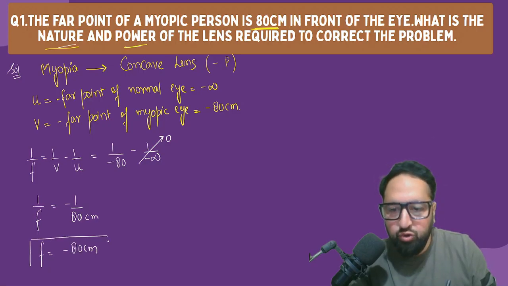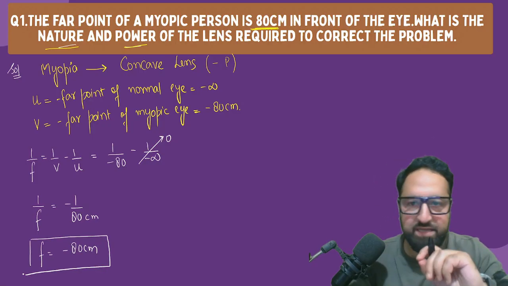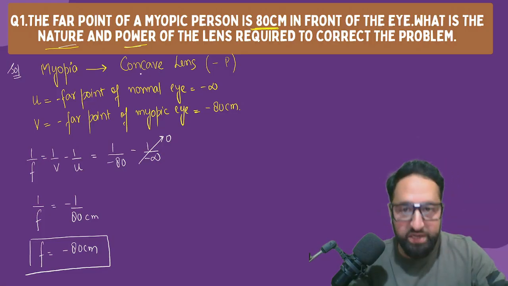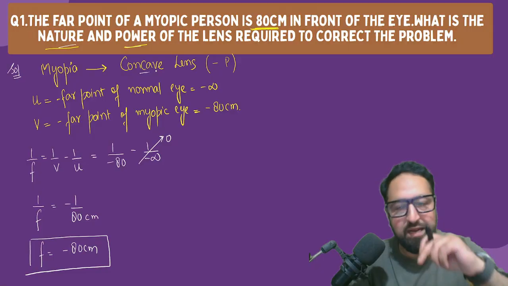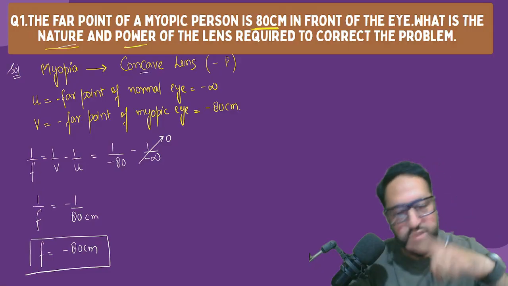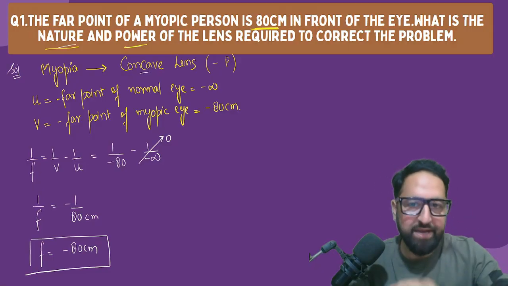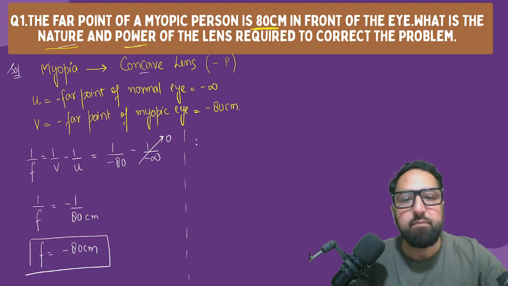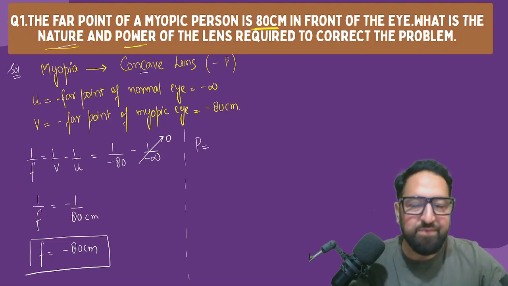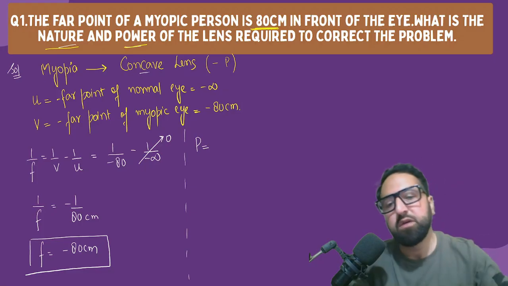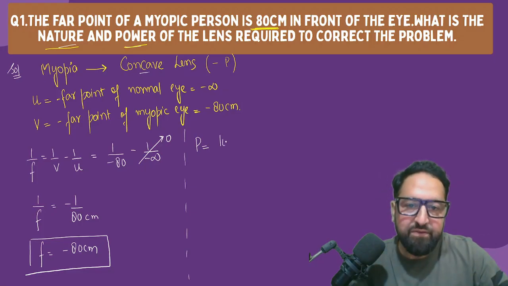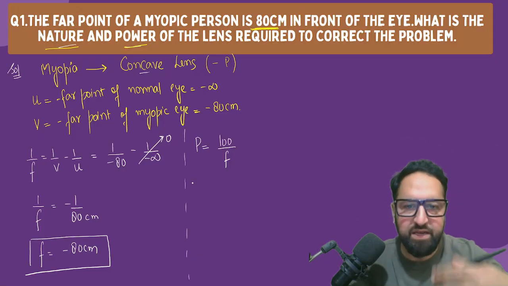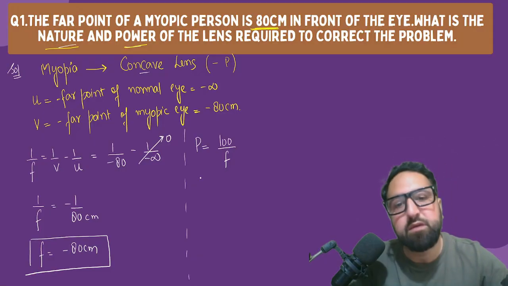Done. So you know the focal length now, it is minus 80 centimeters. Exactly. We are seeing that it's myopia, so it needs concave lens. And the focal length of concave lens is negative. So this answer should be correct. It is in minus. Okay. Now, you need to calculate the power. Power is equal to 1 divided by F, if F is in meters, and 100 divided by F, if we are writing F in centimeters. Yes. Just converting meters into centimeters, nothing else.